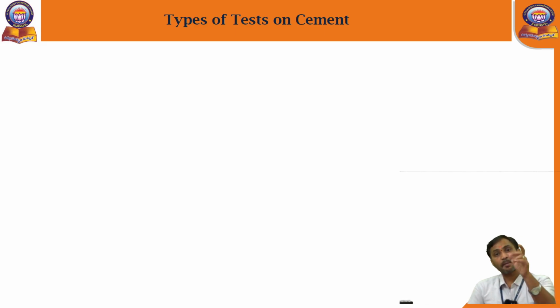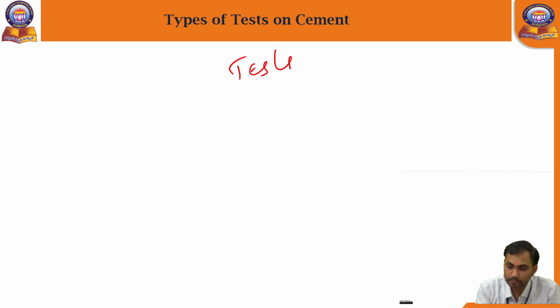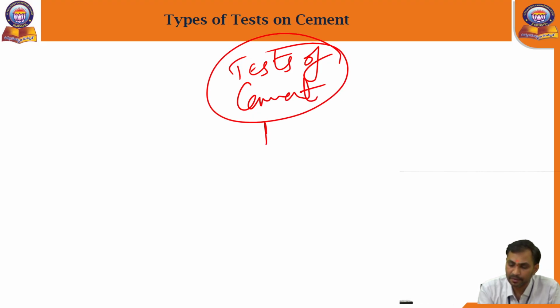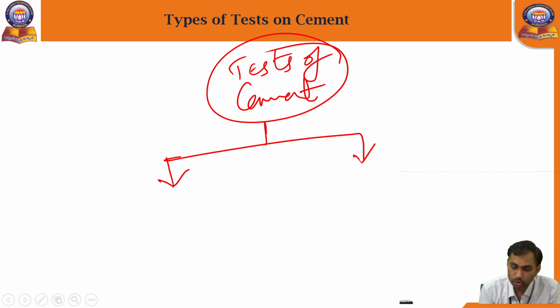If any damage happens to the construction, who will be blamed? So that's why we have to conduct some specific small tests on the cement material. After the manufacturing process, before dispatching the cement material, we conduct these types of testings. See, these types of testing of cement are divided into two types.